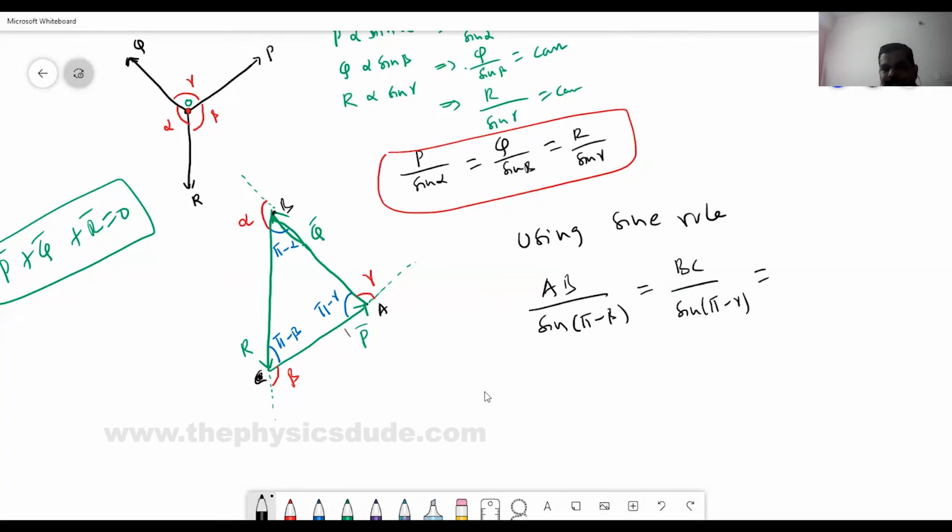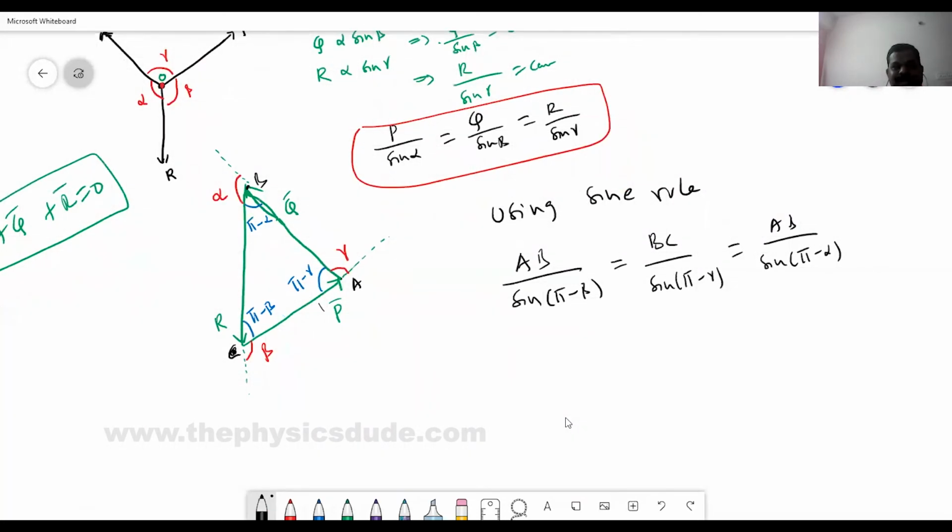Similarly, if I take the side AC, I should take the angle sine of pi minus alpha. Right. So what does this side represent? Side AB represents the vector P bar. So the magnitude, the length, of P bar is AB. Simply AB is equal to P.